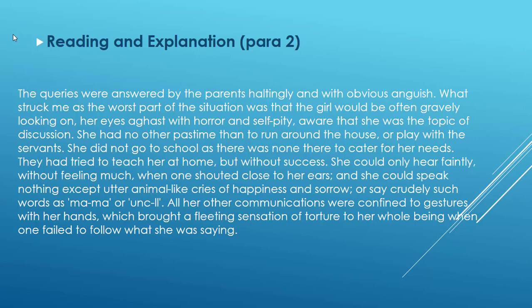In paragraph number 2, there is more detail about the painful experiences of the Ahad family. Especially Mahin felt deep pain as she knew that she was the topic of discussion. Her parents tried to educate her, but they could not be successful. In those days, there was no proper school for children like Mahin. Moreover, Mahin felt tortured when one could not understand what she was saying. In this para, the word gravely at line number 2 means seriously, and the word fleeting in second line means passing rapidly.